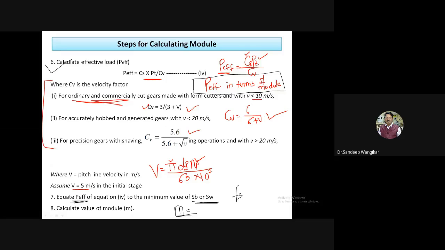When we solve problems at that point, you will again come to know exactly, based on whatever is given, how the module is required to be calculated based on beam strength and wear strength, and how to calculate the effective load. So whatever things are mentioned, you will definitely come to know. Okay, this is about the steps for calculation of module.